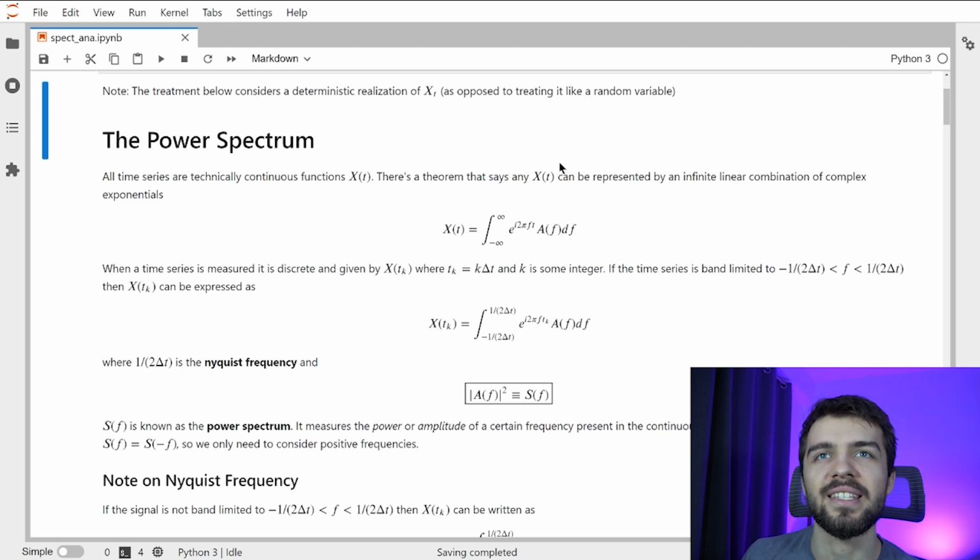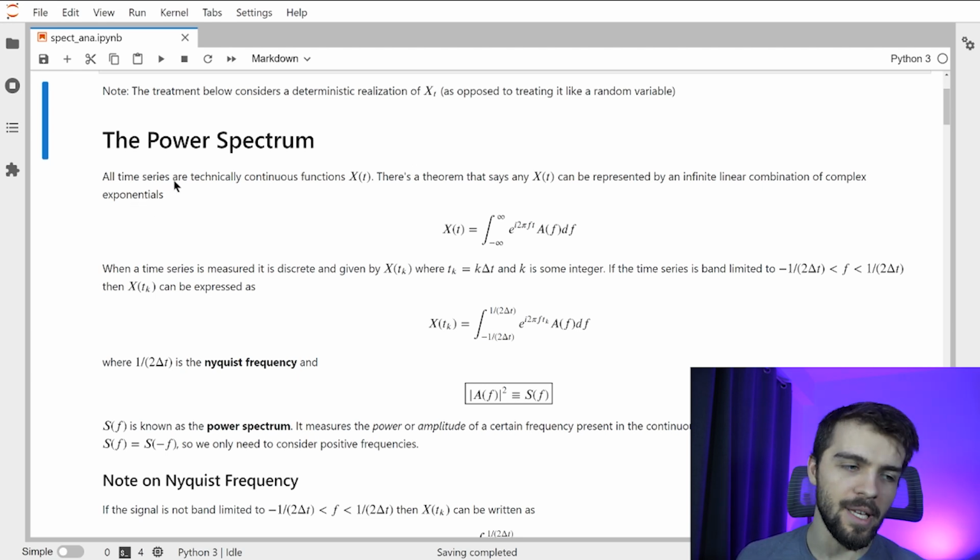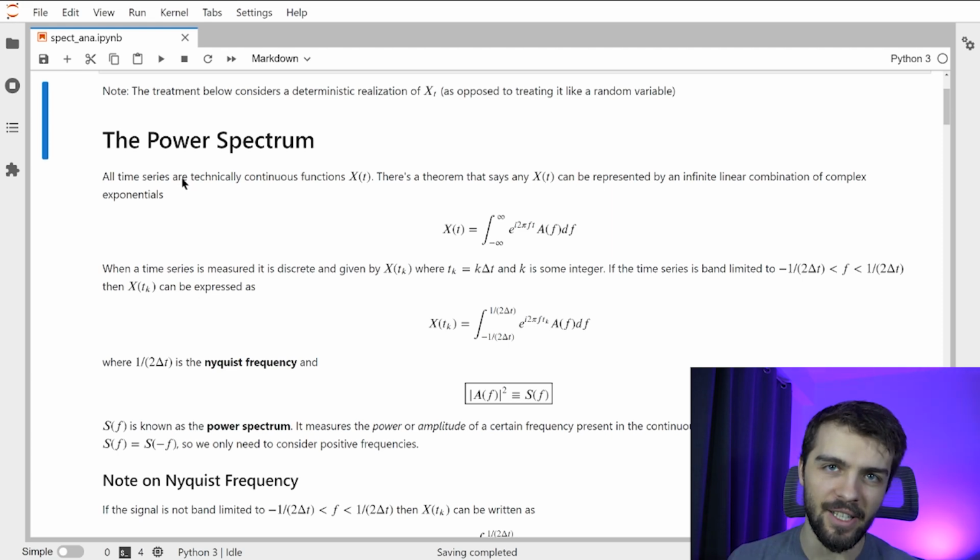So there's a theorem that says that any continuous function x of t, where t is time, or it can be any variable, can be represented by an infinite linear combination of complex exponentials. And so what does that mean? Well, in a vector space, we can form any vector using a finite linear combination of unit vectors, right?